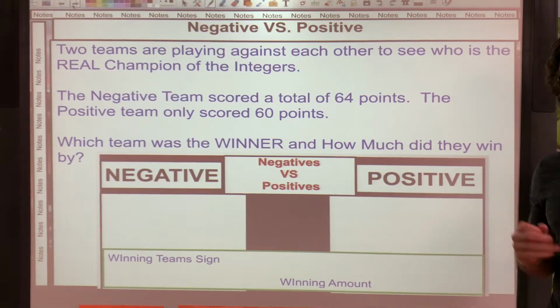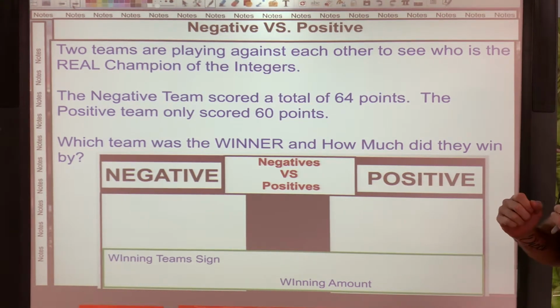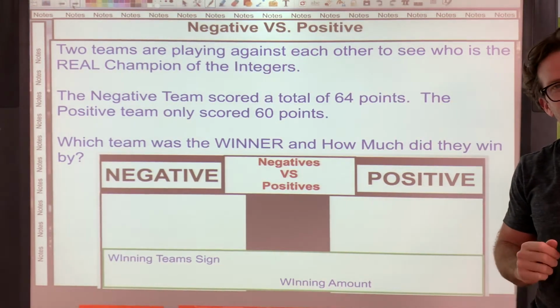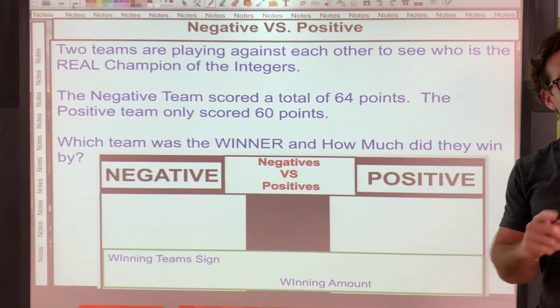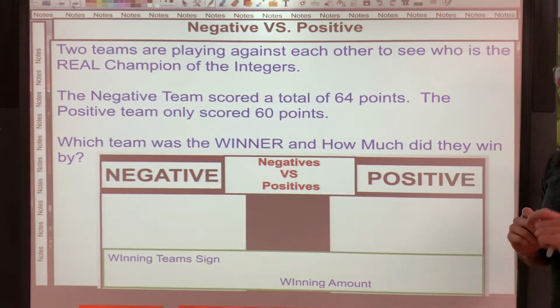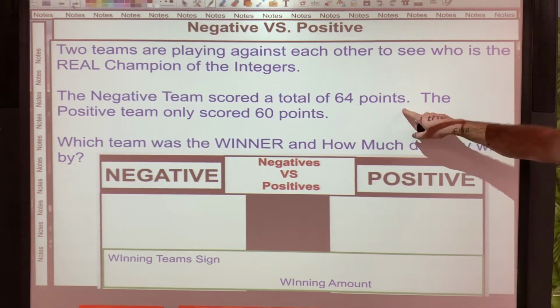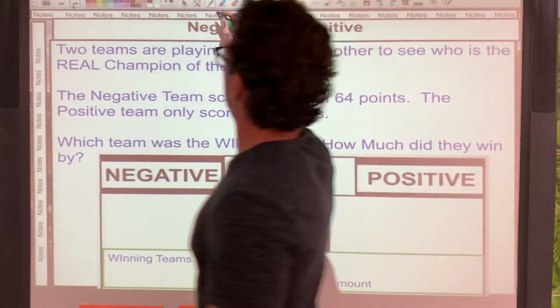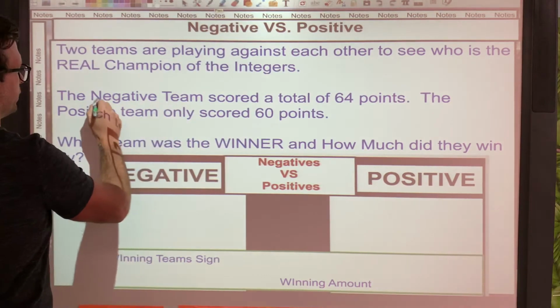All right, let's put ourselves in a scenario. We have two teams playing against each other in a battle royale to see which team is the real champion of the integers. Remember, an integer is simply a whole number that is either positive or negative. If we look at this game, the negative team scored a total of 64 points.